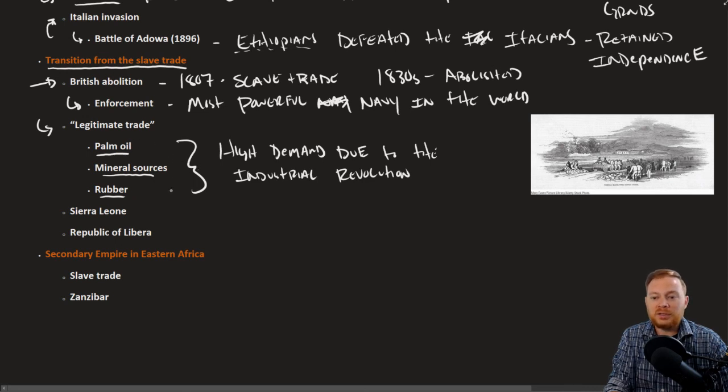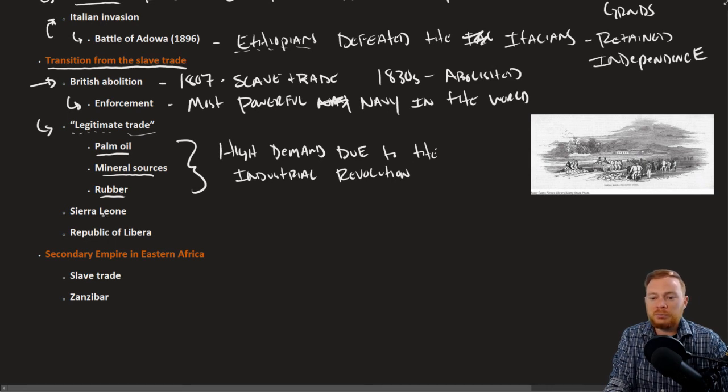And for the most part, they couldn't be gathered in Europe, right? Palm oil from palm trees, they don't grow in England. Rubber trees won't grow in England. The climate's not right. Mineral sources are either there or they're not. Africa is in fact very rich in mineral sources. And so slowly but surely, this legitimate trade replaced the slave trade from a century ago.